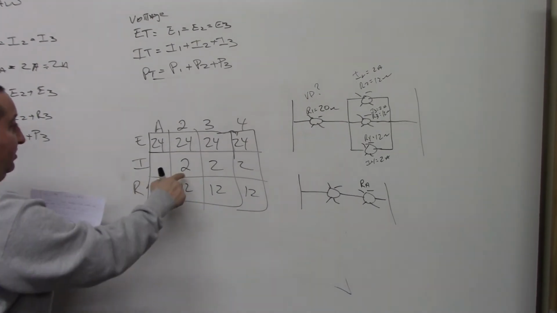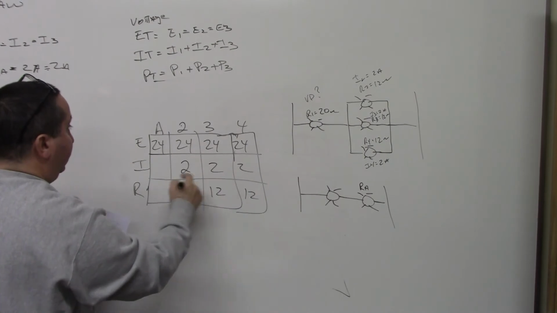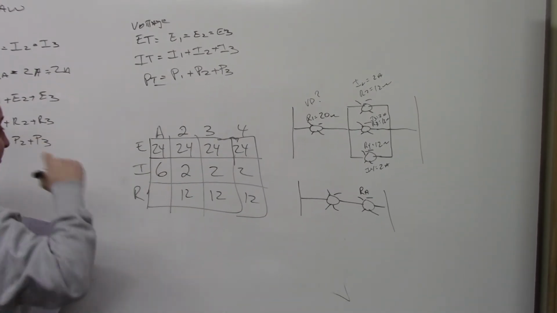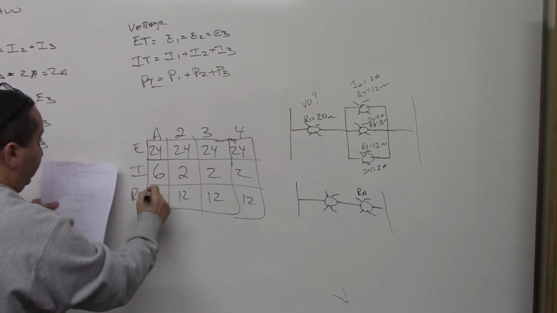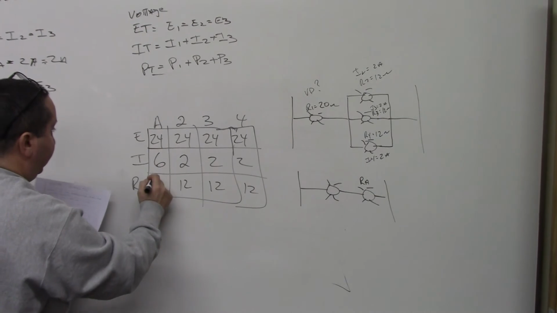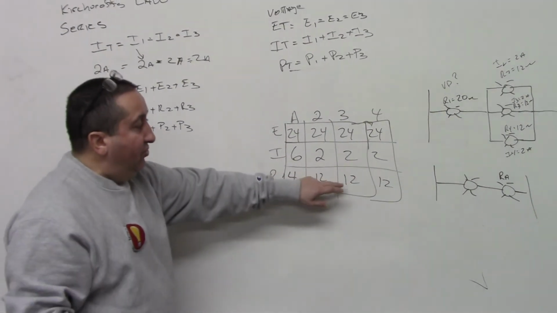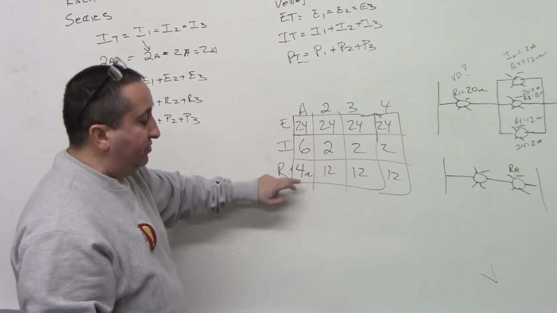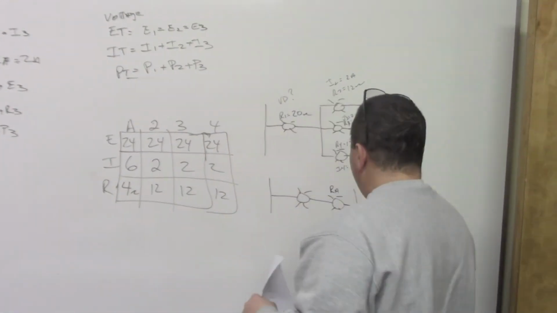Okay, in a parallel circuit, the current is additive. 2 plus 2 plus 2 is what? 6. And in a parallel circuit, you just do 24 divided by 6. So RA is going to be 4 ohms. Does everybody see that? 4 ohms. You don't add the resistances, you do Ohm's law here. 24 divided by 6 is 4 ohms. So that's given here.